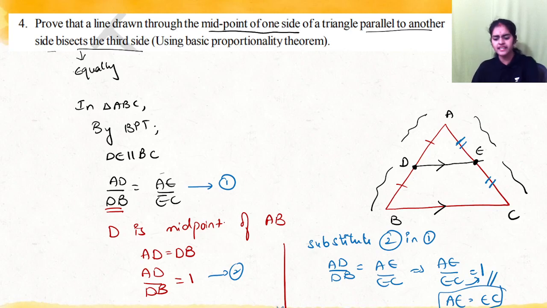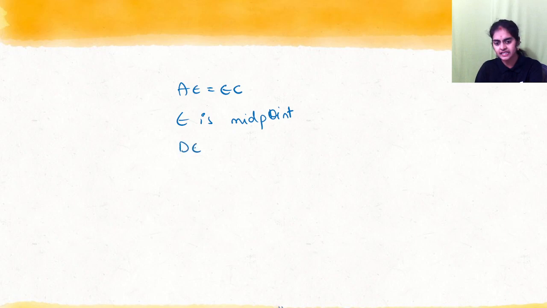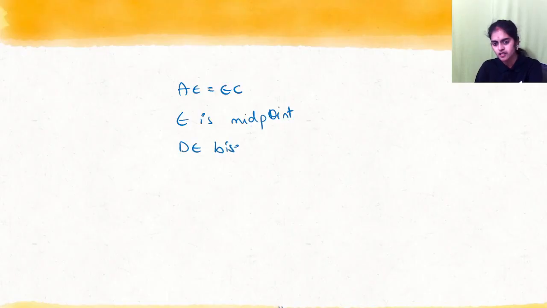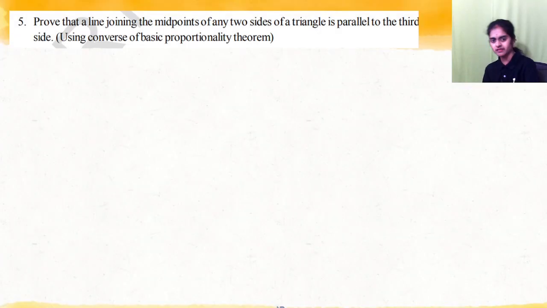What is the meaning of AE equal to EC? It means E is what? E is simply the midpoint. E is the midpoint, or I can say DE, this line which you have drawn, bisects AC. That is what you have to prove. Is it very clear, people, till here? Easy also, right? Chalo, next question.